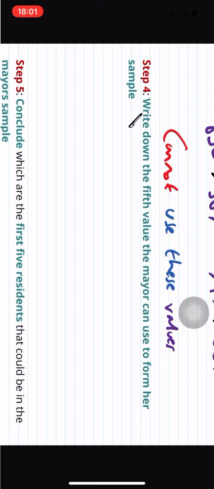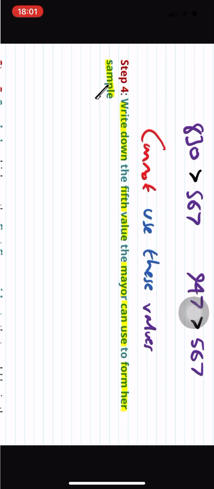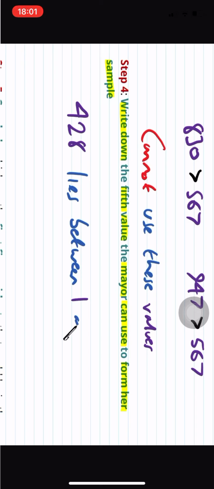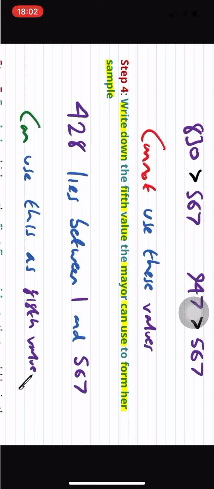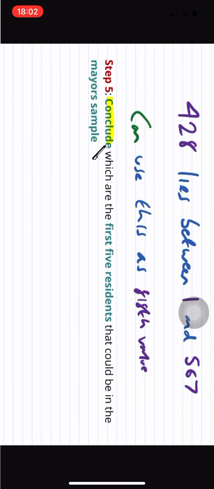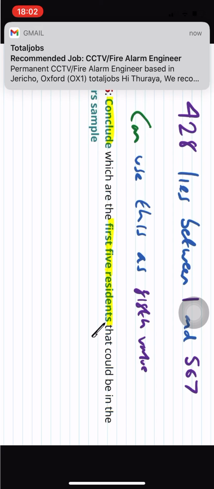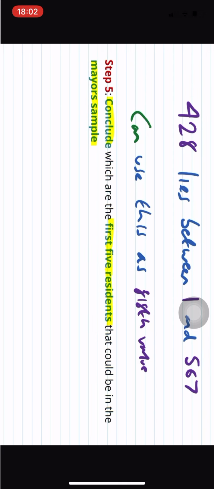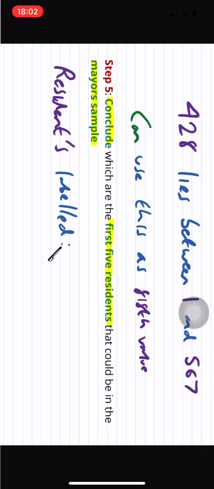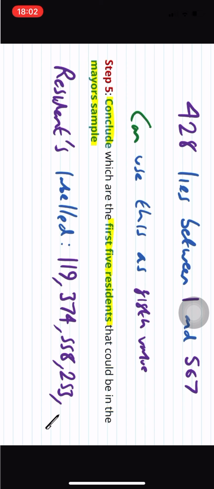Our fourth step is to write down the 5th value that the mayor can use to form her sample. The next value is 428, and this lies between 1 and 567. So the mayor can use this as the 5th value. Our last step is to conclude which are the 5 first residents that could be in the mayor's sample. We could have the residents which are labelled as the first 5 suitable numbers, namely 119, 374, 558, 253, and 428.